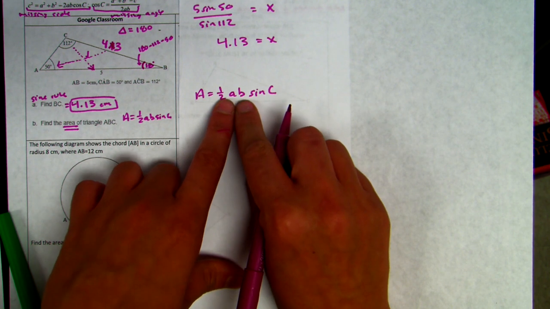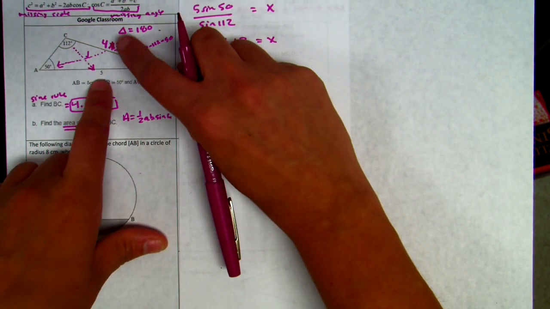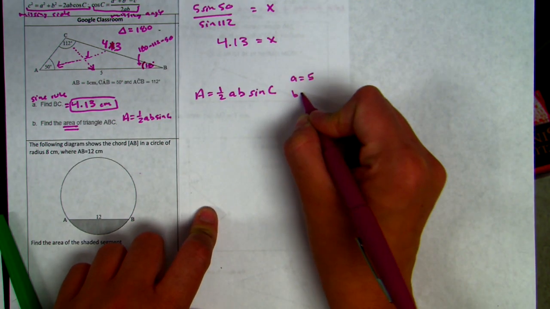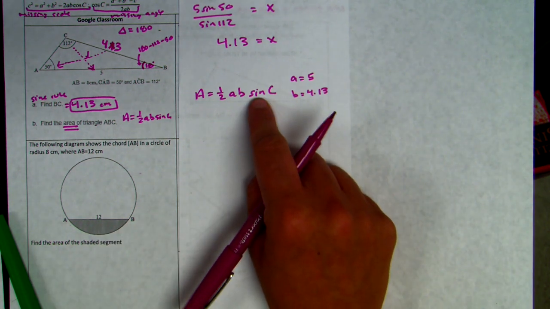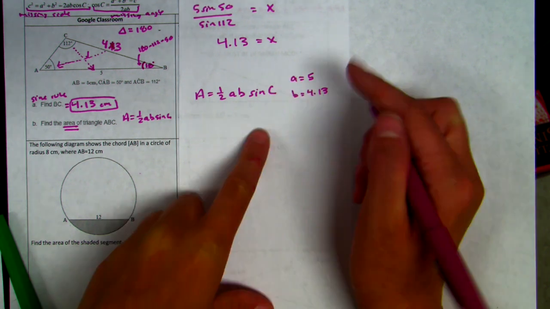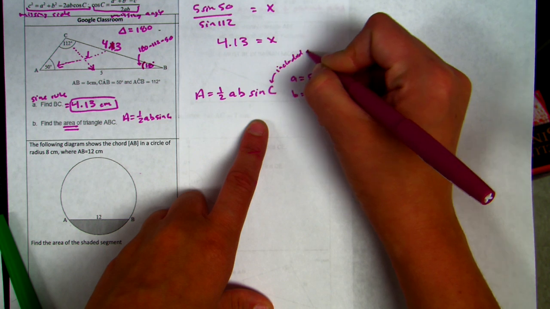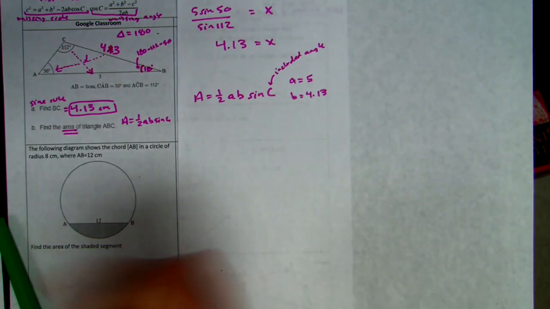A and B have to be side lengths. Well, the two side lengths that I know are 5 and 4.13. So A, I'm going to say is 5. B, I'm going to say is 4.13. Because sine is in front of this, we know that C has to be an angle. C has to be the included angle, or the angle that is created by the two sides.